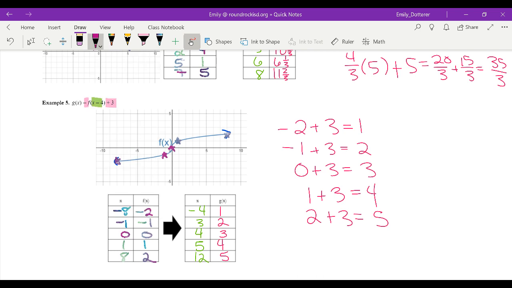There we go. We're going to graph it, so -4, 1, 3, 2, 4, 3, 5, 4, and 12, 5 will be right about there. Label it g of x, and we're good to go.